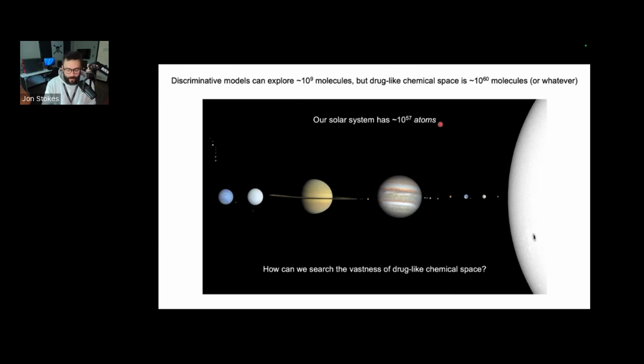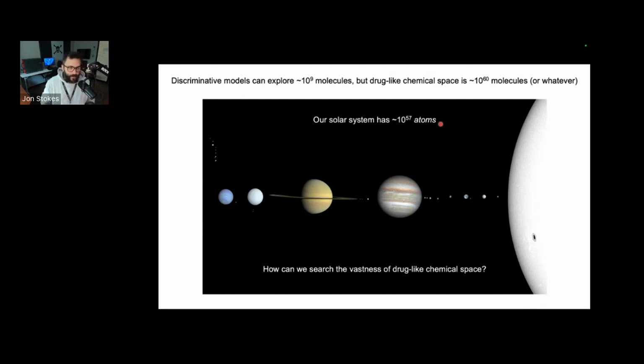But we have to consider that 1 billion molecules is not that many when we consider the totality of drug-like chemical space. And that's been hypothesized around 10 to the 60 molecules. And I say, or whatever, because 10 to the 60 might as well be infinity, right? And for reference, our solar system has 10 to the 57 atoms in it, right? So this means that the number of drug-like chemicals that could theoretically exist is equivalent to the number of atoms in 1,000 of our solar systems, right? So you can't comprehend that number.